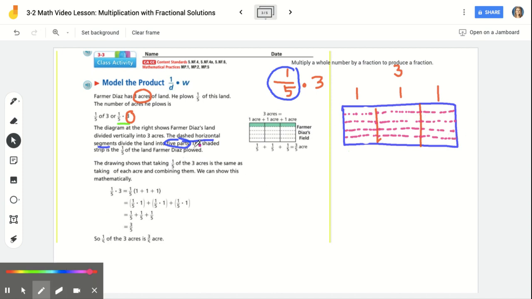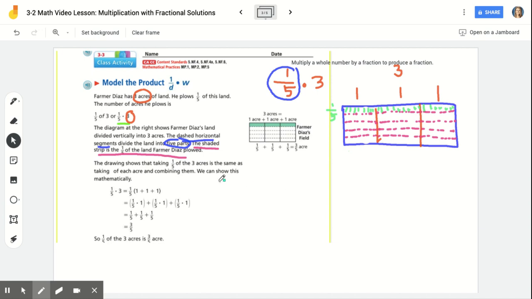And then it says the shaded strip is the 1/5 of the land that Farmer Diaz plowed. Well, we're going to go through this really carefully. I want to know what 1/5 of each of these wholes shaded represents and looks like. So I'm going to shade in that top part just like our book did. 1/5 of one whole looks like this. 1/5 of one whole looks like this. And 1/5 of one whole looks like this.